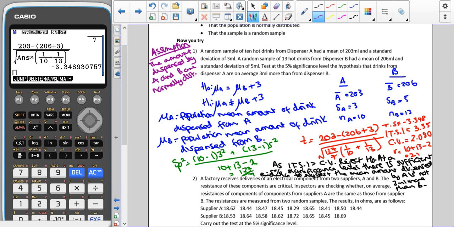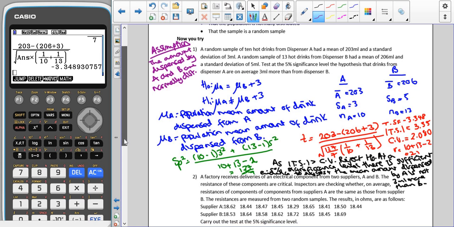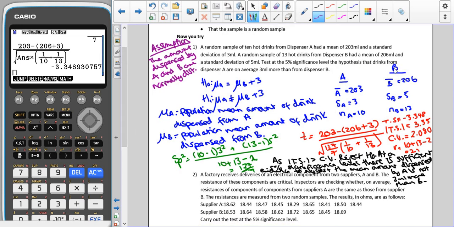At a 5% significance level, there is sufficient evidence to suggest that the mean amount dispensed by A is not 3 millilitres more than B. And we could kind of tell that from the beginning. It's a bit of a silly question because we're saying that A gives off more than B when we can already see the mean of A is smaller than the mean of B, and we're saying that A is 3 more than B.